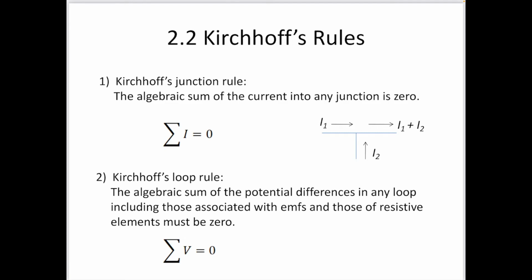So in this case, two currents are flowing into the junction, I sub 1 and I sub 2. And the same amount of current is flowing out from the junction. So the flowing current is calculated as the sum of I sub 1 and I sub 2. So no production or disappearance of charges. So this is Kirchhoff's junction rule.